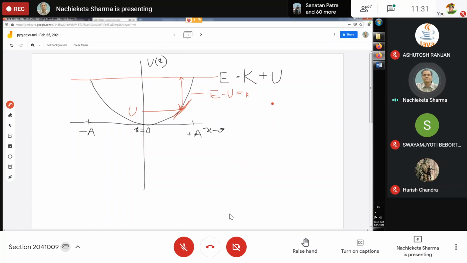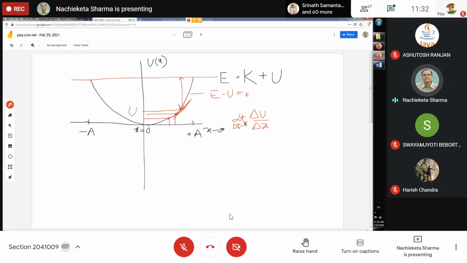Now what is the tangent? Suppose I take one point here, another point here, isn't it? And then I will find out the difference like this. This difference will be delta U and this will be delta X. So I will find out delta U divided by delta X. Okay, delta U by delta X. Then I will take the limit delta X tends to 0.